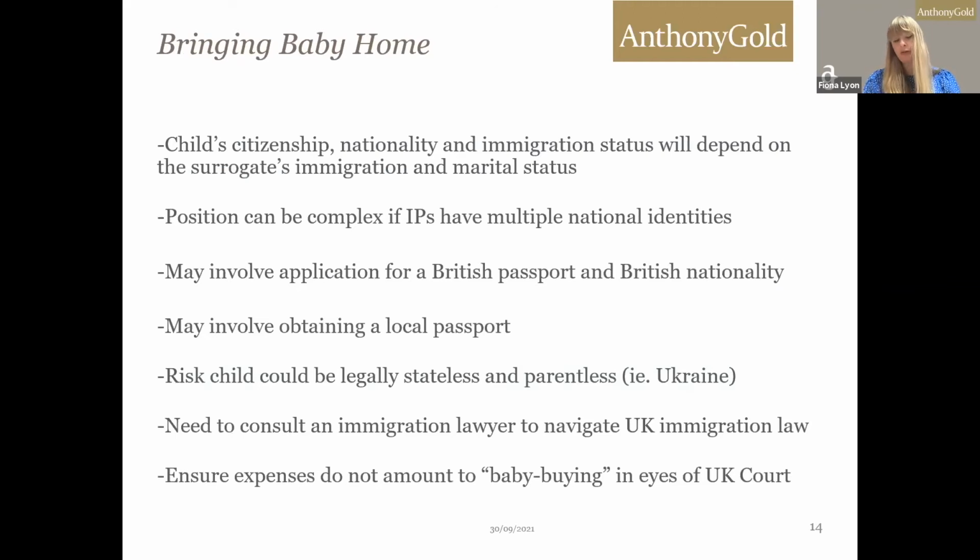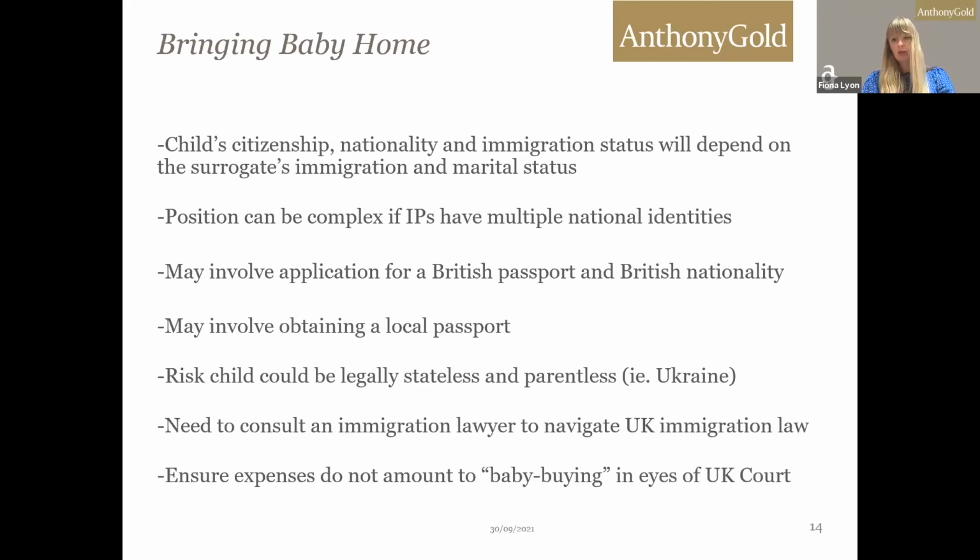So as I touched on just before, bringing the baby home is going to be complex. And you need to have a look at that. So the child's citizenship, nationality and immigration status is going to depend on the surrogate's immigration and marital status. So you really need to have that nailed down and understand what that situation is. The position can be even more complicated if the IPs have got multiple national identities. You can imagine somebody like, let's say, Elton John, who went through the surrogacy process. Where does he consider himself to be based? So we need to be thinking about, do we need a British passport? Do we need a local passport?